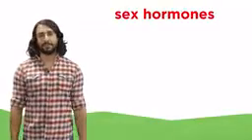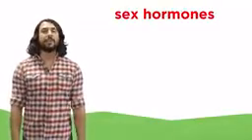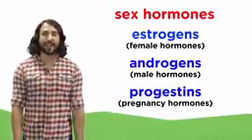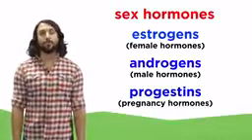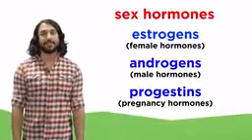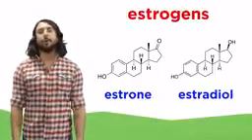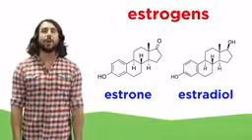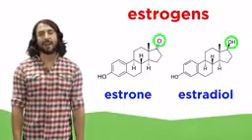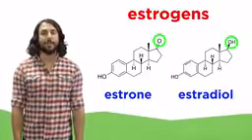Let's look at another type of steroid, the sex hormones. These can be divided into 3 classes: the female hormones, or estrogens, the male hormones, or androgens, and pregnancy hormones, or progestins. Let's look at the female hormones first. These are estrone and estradiol, which differ only in the level of oxidation at carbon 17.